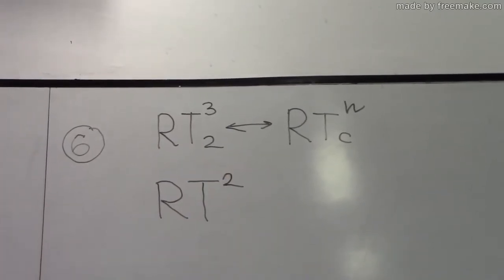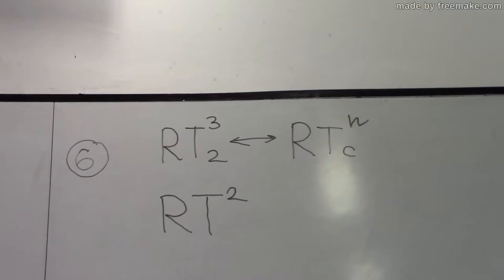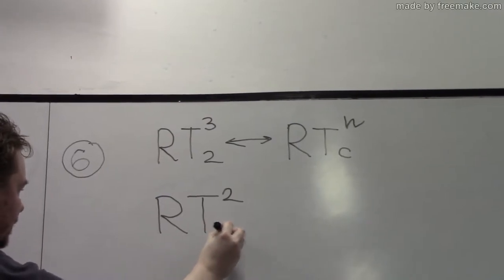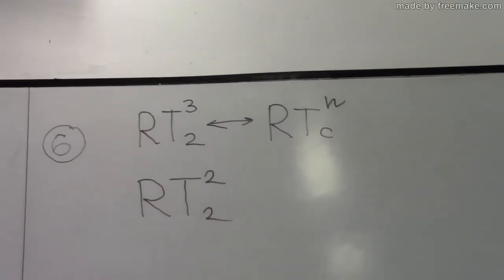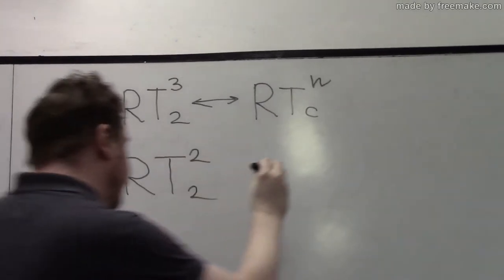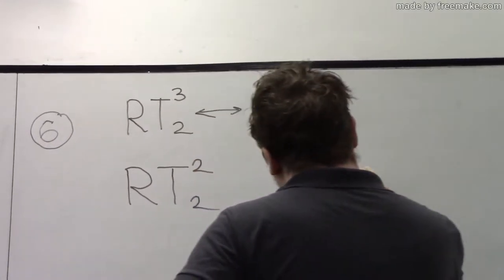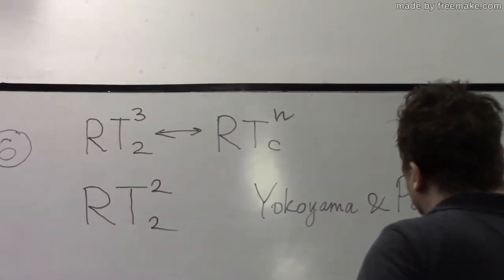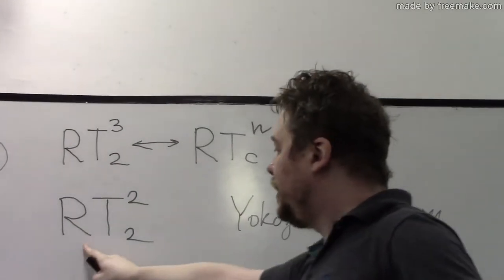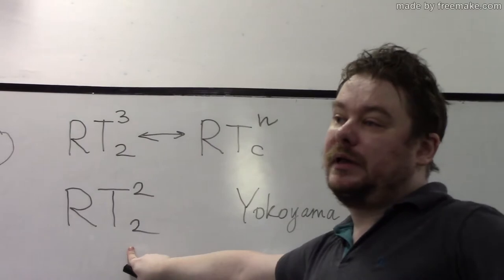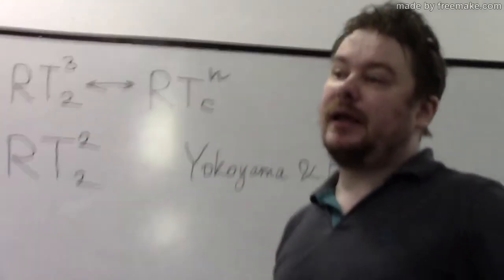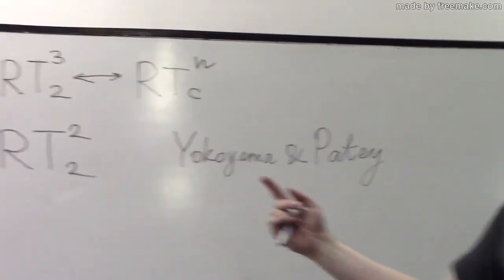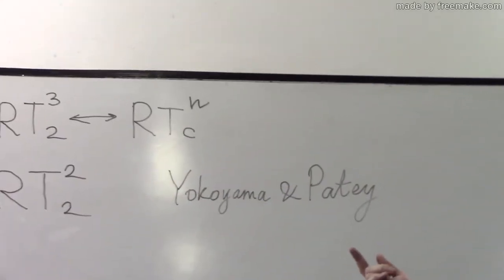What happens in dimension 2? Ramsey theorem for 2, this is the discovery which appears in Advances in Mathematics from last year, of Yokoyama and Pate, both geniuses, that Ramsey theorem for pairs has no strength at all. It can't even prove the totality of the Ackermann function.